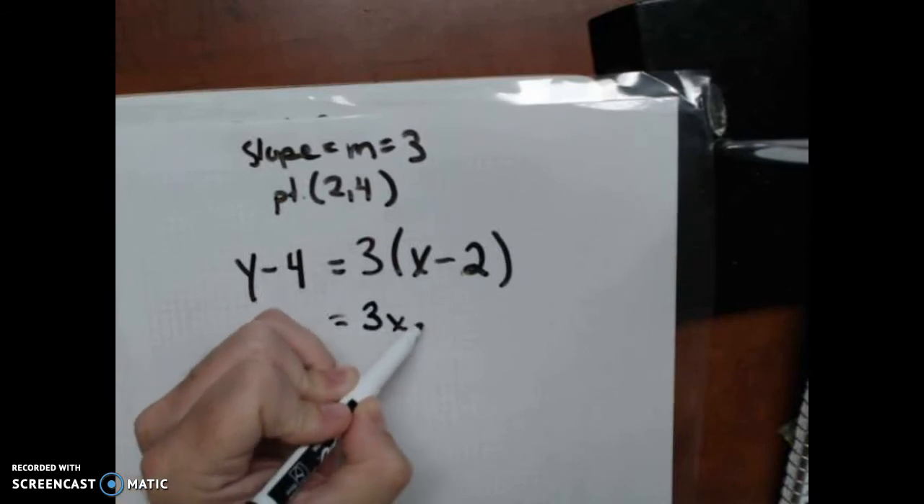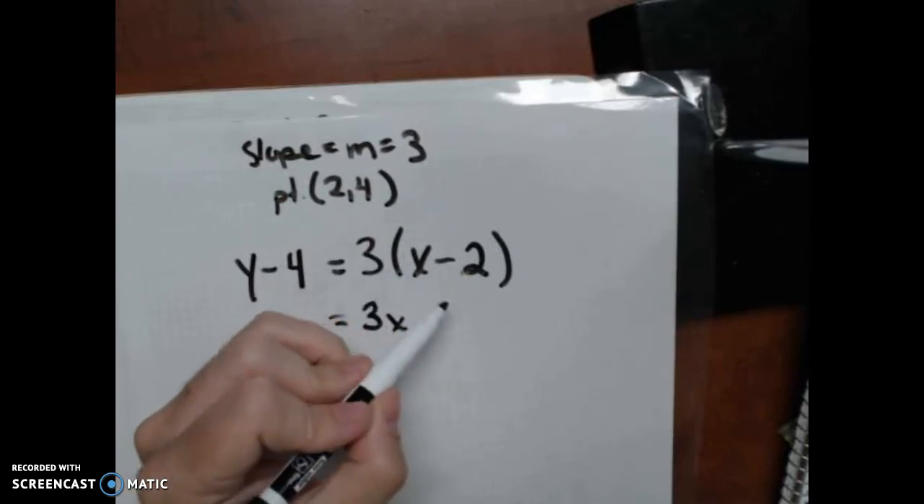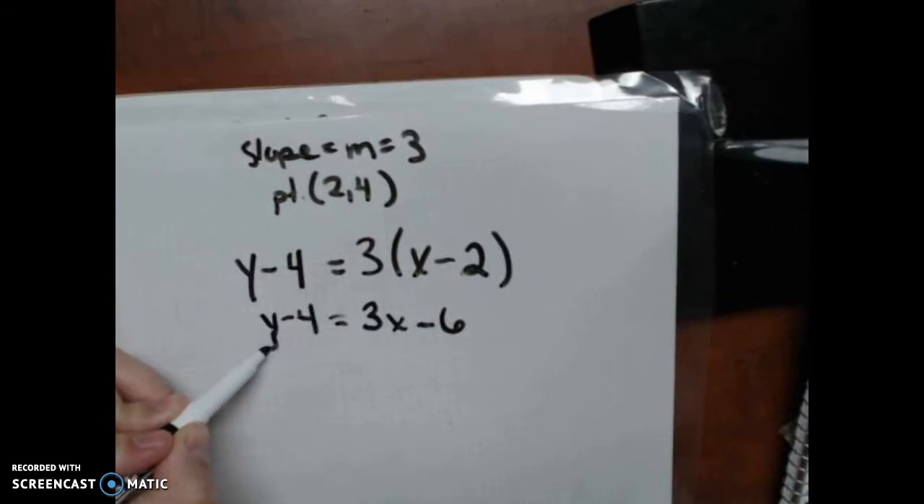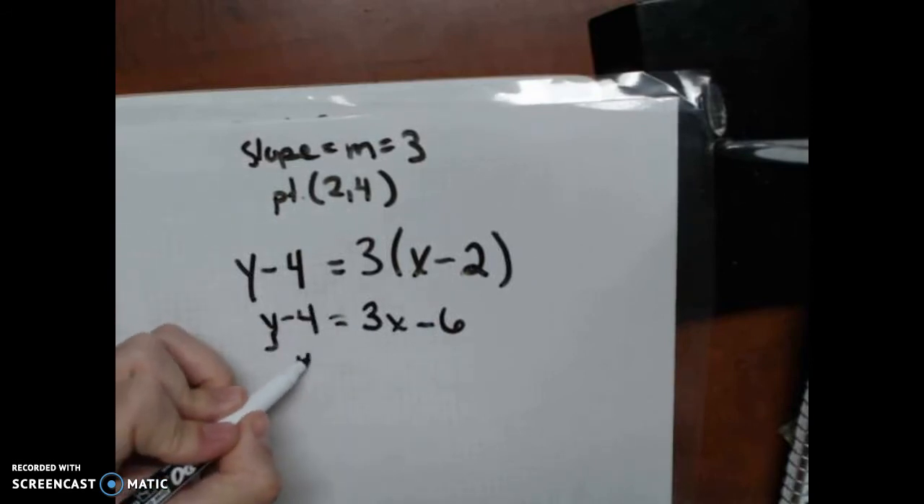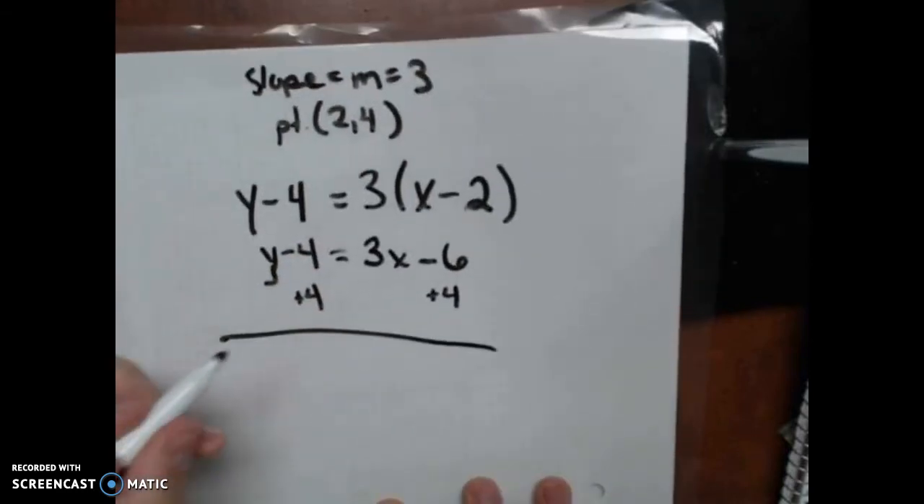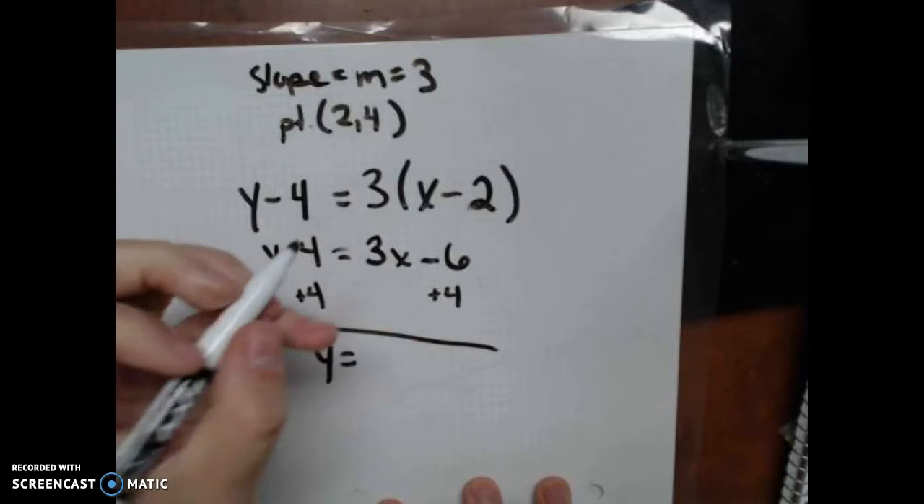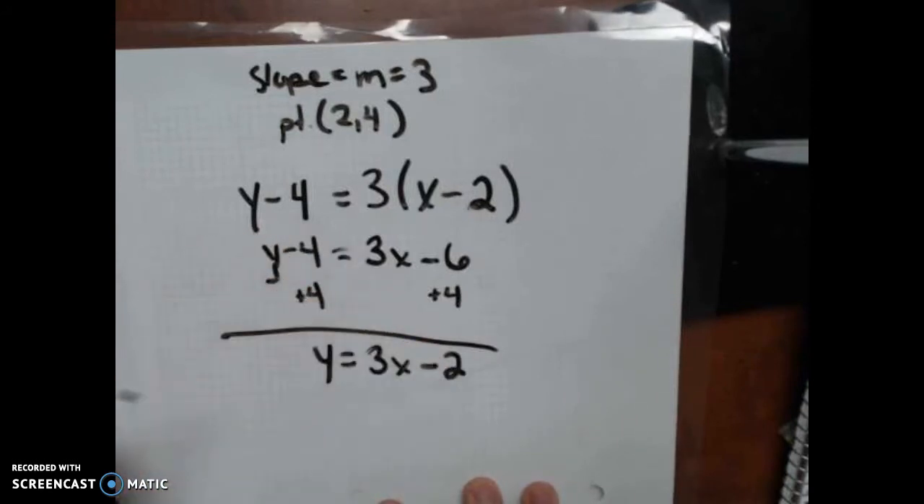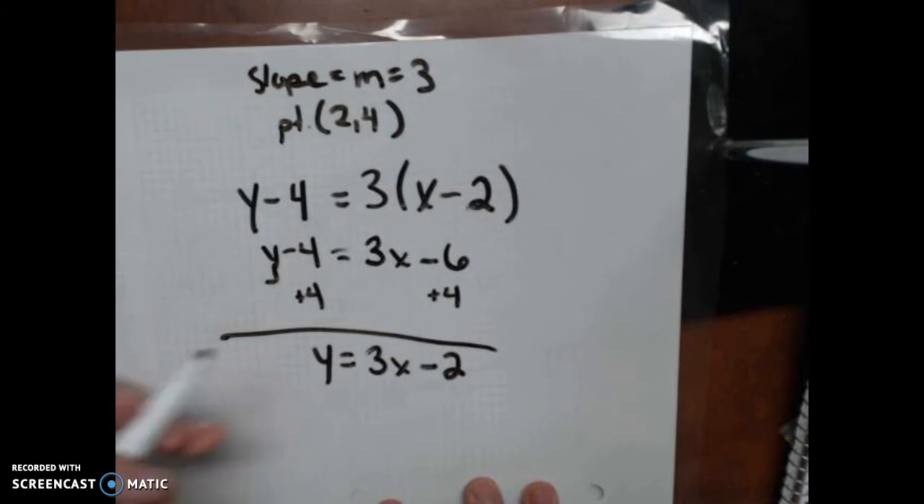3 times x and 3 times negative 2. And then to get this in y equals form, I'm going to add 4 to both sides. So my finished version of this equation, y equals 3x minus 2. Now this is the slope, and here's our intercept.